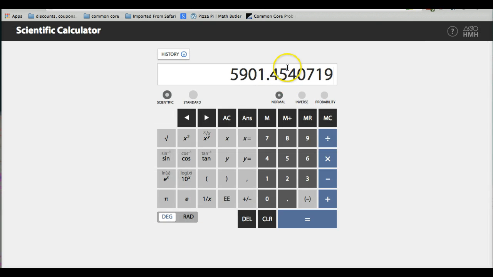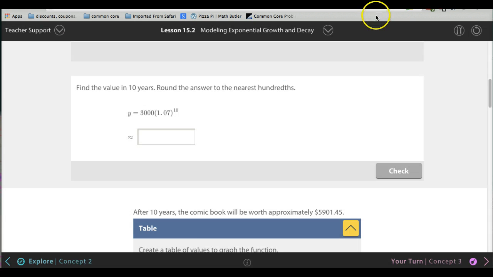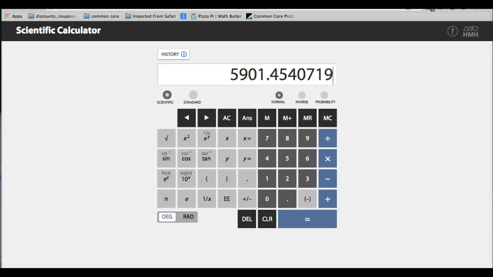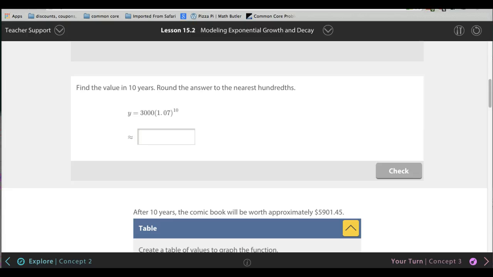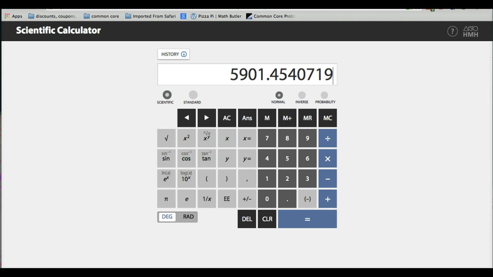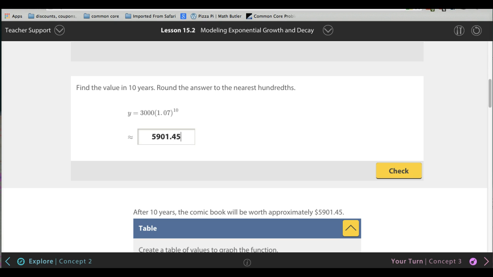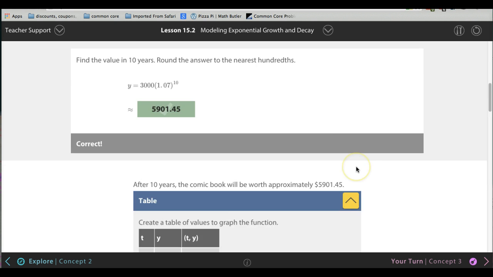4, 5, okay? So after the 5, what do you see? A 4. You know what that means? If the number behind the 5 is less than 5, you just drop everything. So your answer is 5901.45. 5901 point, and I forgot already. What's wrong with Miss Choi? 45. There you go. Check your answer, and of course that's correct, right?